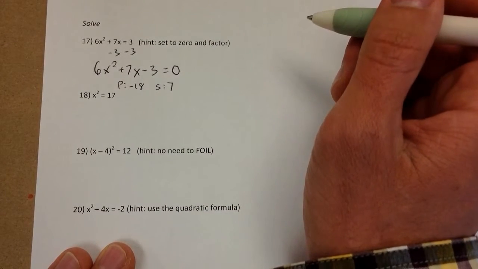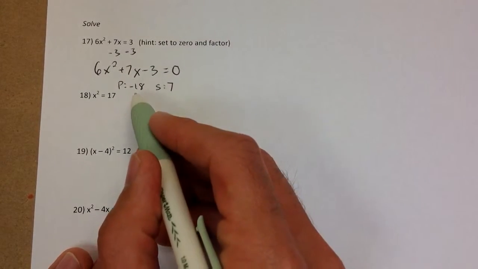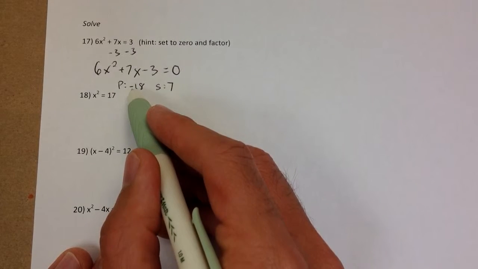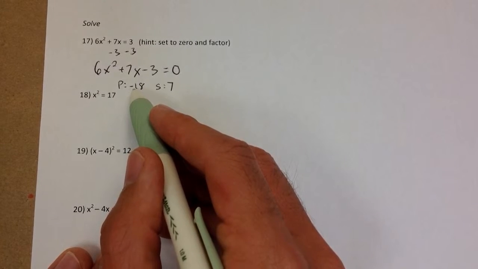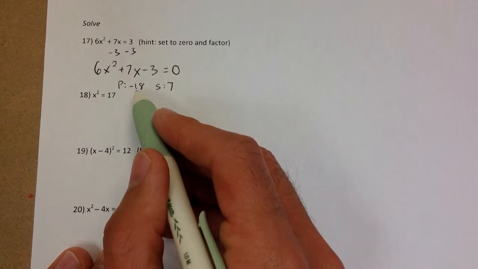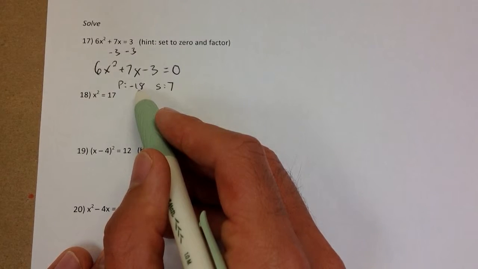Now we need to find two numbers that multiply to be negative 18 and add up to 7. Notice that this is negative, so one of the numbers must be negative and the other must be positive. Because this is positive, it means that the larger number is the positive one. So 9 and 2, the 9 will be positive and the 2 will be negative.